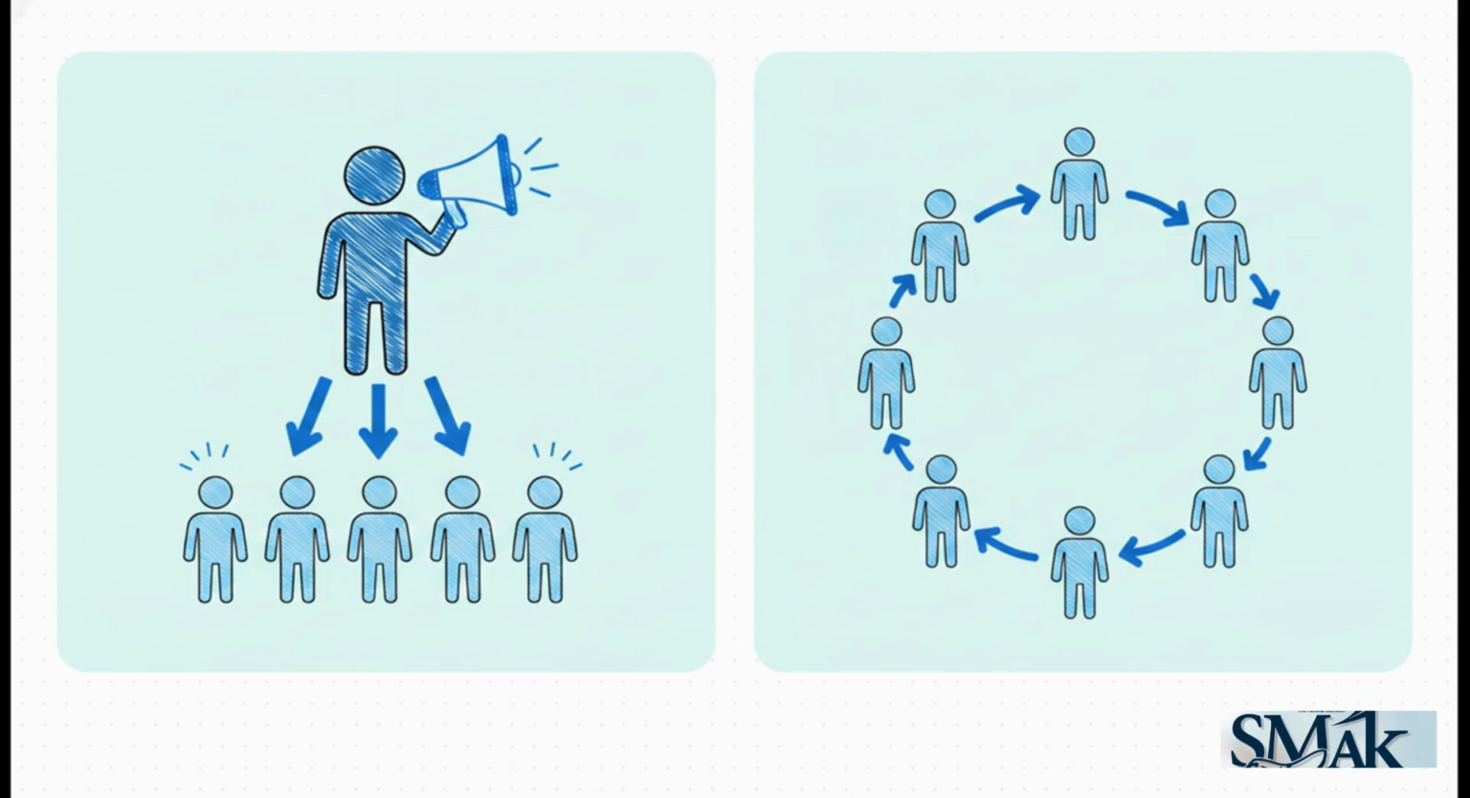Conversely, the democratic style uses two-way communication. The leader actually asks for advice and input from the team before making a decision. This builds amazing buy-in and utilizes the team's best ideas. But yeah, it definitely slows down the decision-making process.